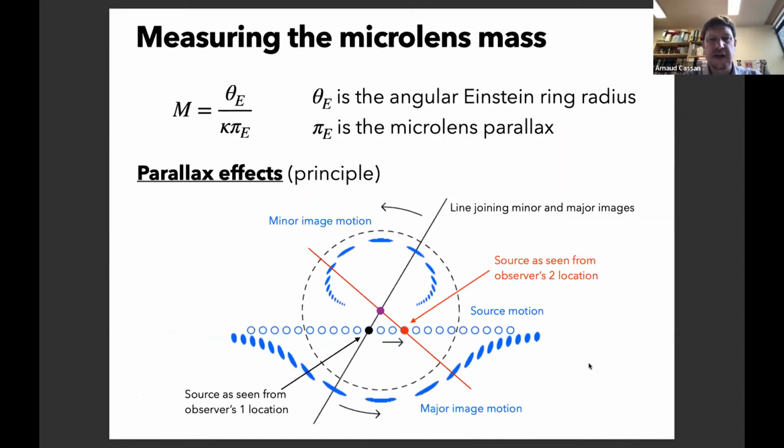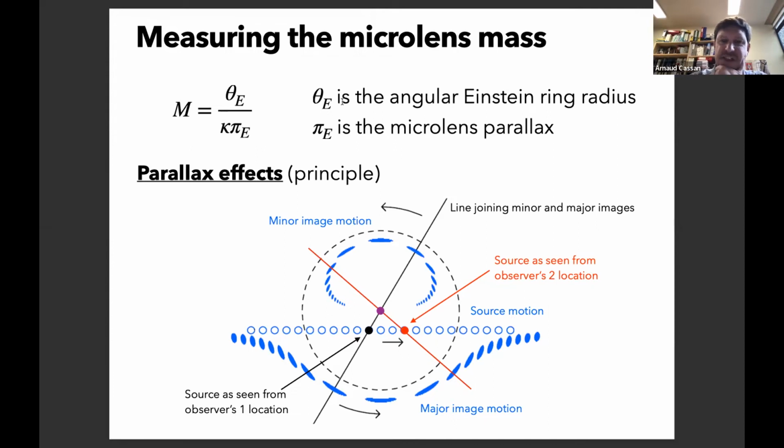So now, from this kind of observation, we want to measure the mass of the microlensing event and the distance. But since the distance and the mass are combined, if you measure the mass, you will also measure the distance. So we will just concentrate on the mass here. The mass is given by this very simple formula, which is theta_E divided by a constant times what we call the microlens parallax.